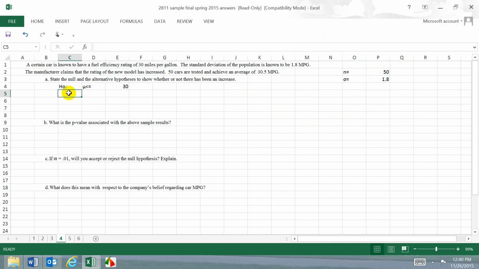The alternate hypothesis is what he's trying to show. He's trying to show that there has been an increase, so that's greater than. This is a crucial portion of setting up the hypotheses, to get them right. The thing that you're trying to show has changed goes into the alternate hypothesis, and in this case he's trying to show that it changed to be above 30 miles per gallon. Now we got an X bar of 30.5.